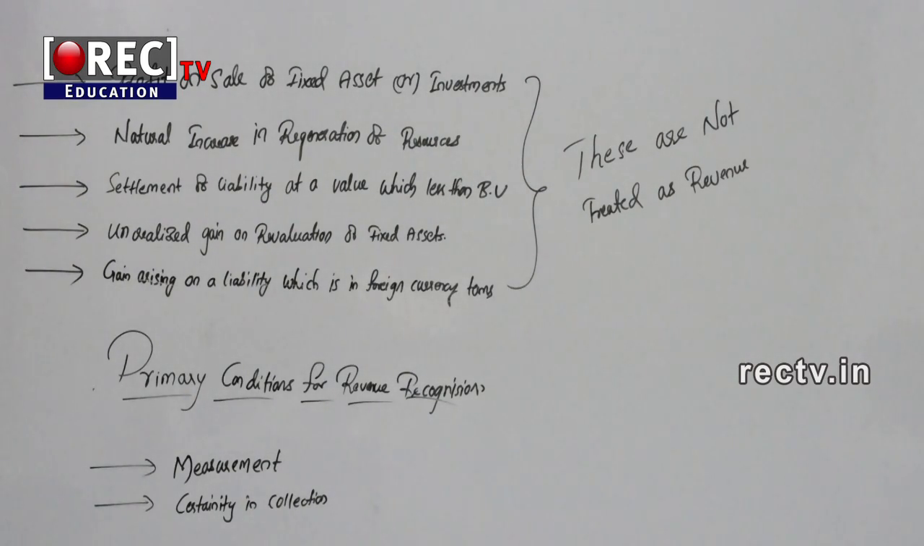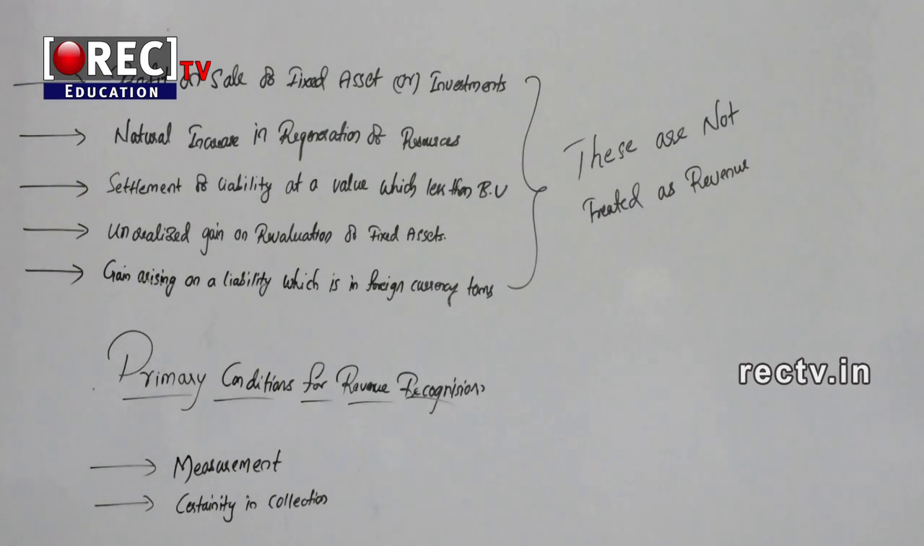If there is no quantification, revenue recognition should be postponed up to the point of time it becomes measurable. So friends, if you can't measure now, suppose you can measure after 6 months, then you should recognize revenue only after the 6 months. You should not recognize revenue today, because it is going to be measurable only after 6 months.